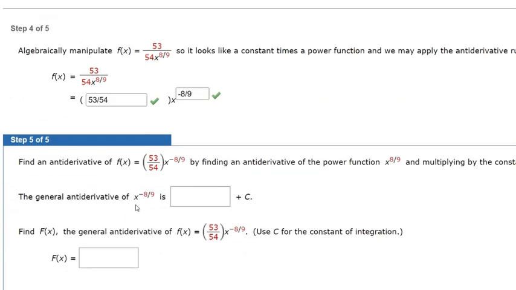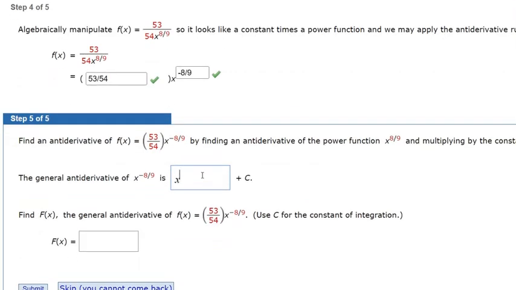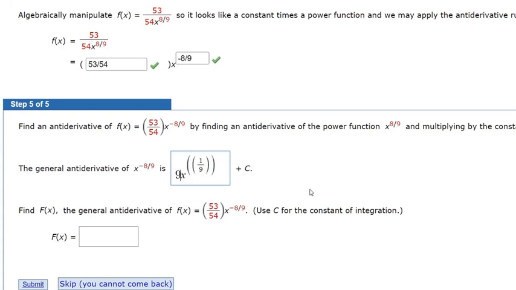And now they want the general antiderivative. So whenever you take an antiderivative, the power goes up by 1. So negative 8/9 plus 1 is going to be a power of 1/9. Okay, I got extra parentheses, I don't think that'll matter. But when you take an antiderivative, you need to multiply by the reciprocal of the new power that you get. 1/9 times 9 will make 1, just like it's supposed to here.